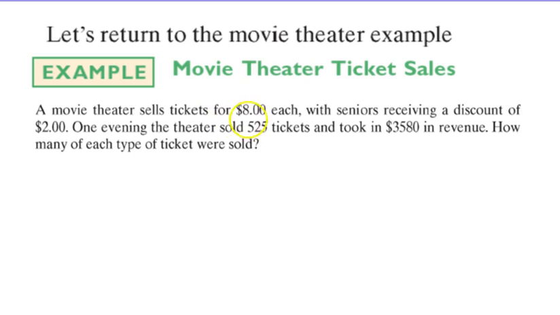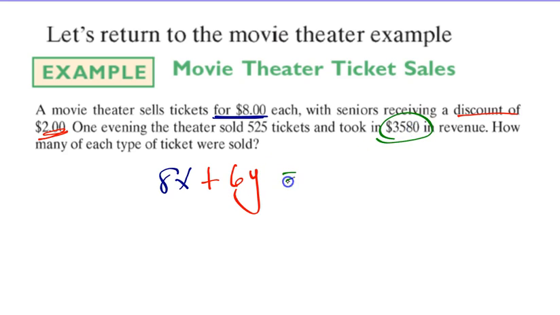In this word problem, we have tickets being sold generally for $8. We'll let that be X because I don't know how many tickets are sold. But senior citizens get a $2 discount, so they don't pay $8, they only pay $6, and I don't know how many senior citizens, so we'll let that be Y. And the total cost, so we'll call this all of the money equation.